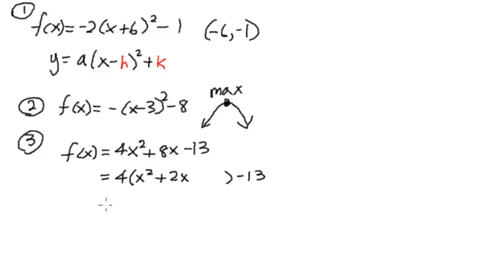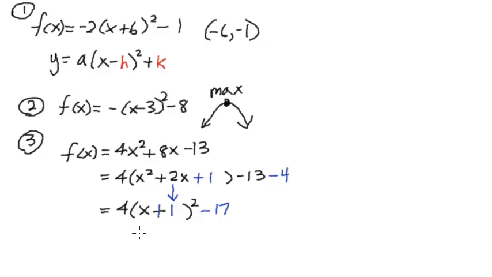What I wanted to do is make it look like this, right? Okay, so that something would be a plus 1, because half of that would be a plus 1, and the 1 squared would be a 1. Then if I add something here, I have to take it away. I have to take away what I put in here. What did I really put in here? I put in a 4, so I have to take away a 4. So that means this is going to be minus 17.